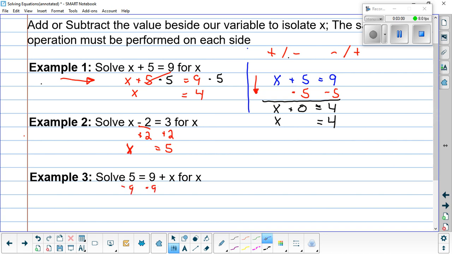Then we have 5 minus 9. Well, that's negative 4, and that's equal to x. But if you don't like the way that looks, we can just write it as x equals minus 4. These are the same. It doesn't matter how you want to write it. They are the same.